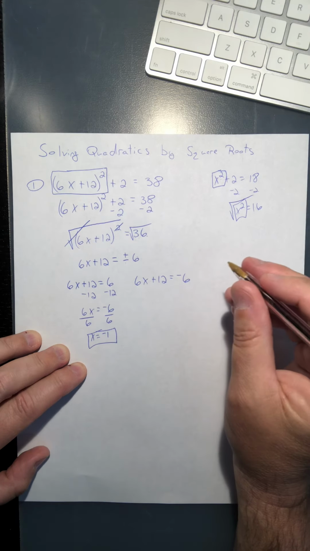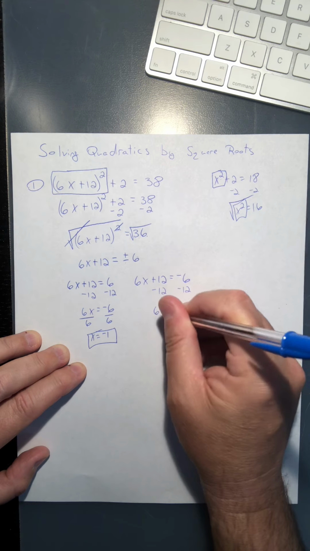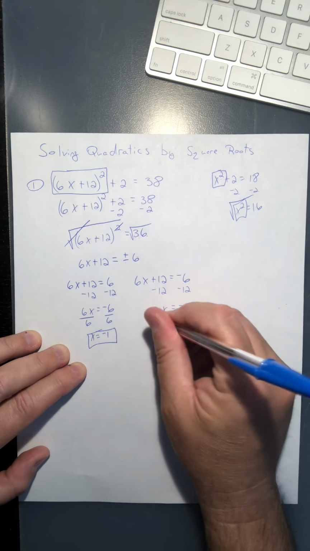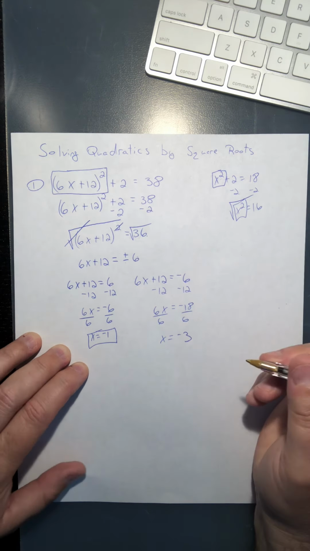And then I'm going to subtract 12 on this equation. That leaves me 6x equals negative 18. I'm going to divide both sides by 6, and x equals negative 3.